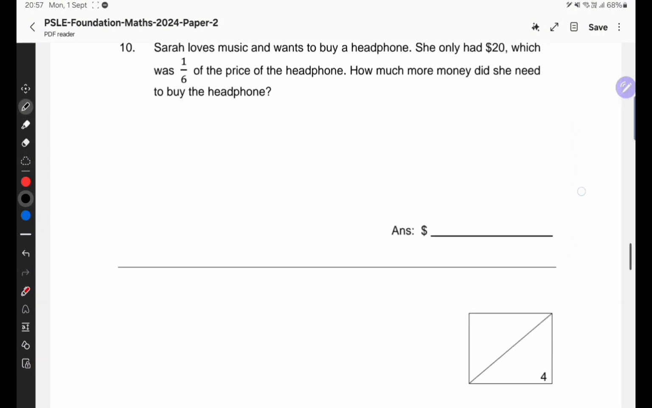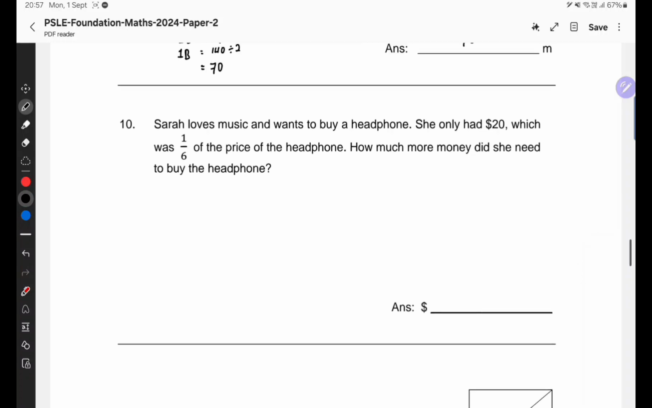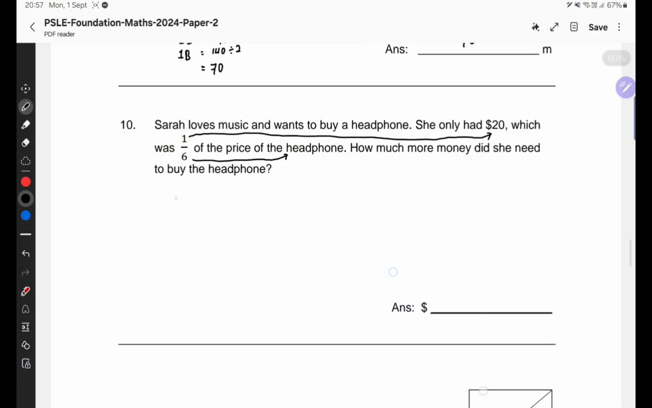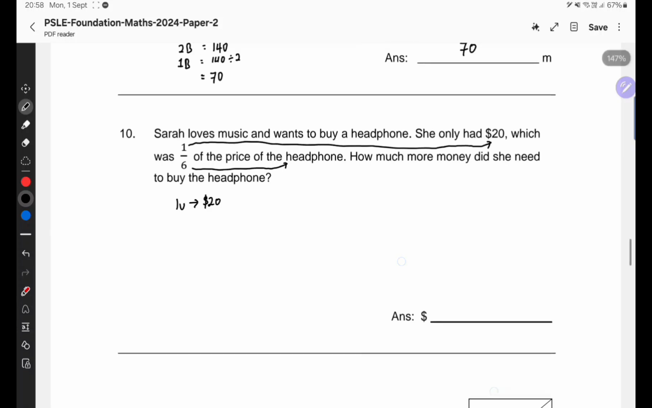Alright, now moving on to question 10. Sarah loves music and wants to buy a headphone. She only had $20, which was 1/6 of the price of the headphone. Okay, so we know that the headphone costs 6 units, whereas she only has $20, which is 1 unit. So we just write it down. 1 unit is $20. Okay, how much more money did she need to buy the headphone?